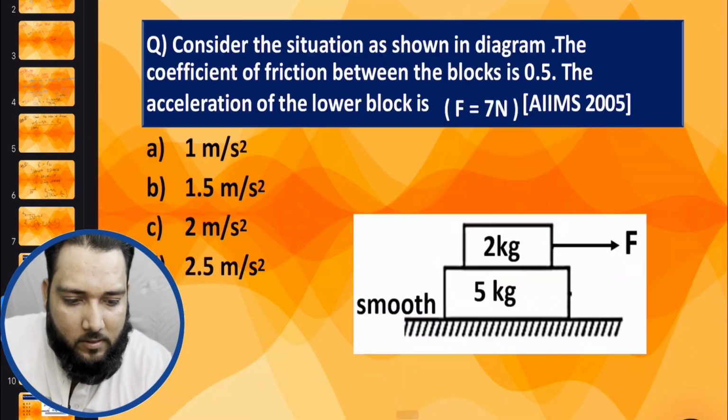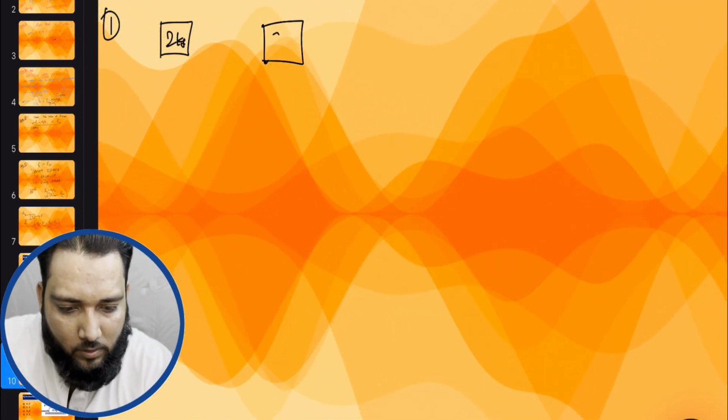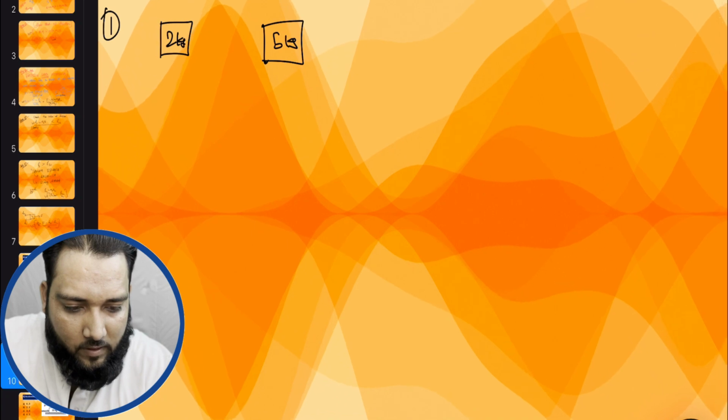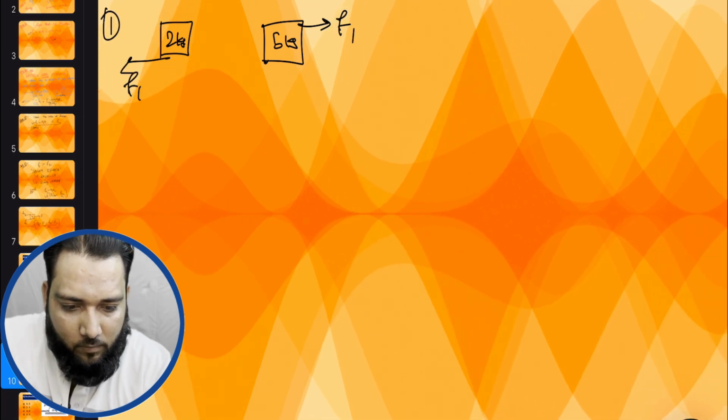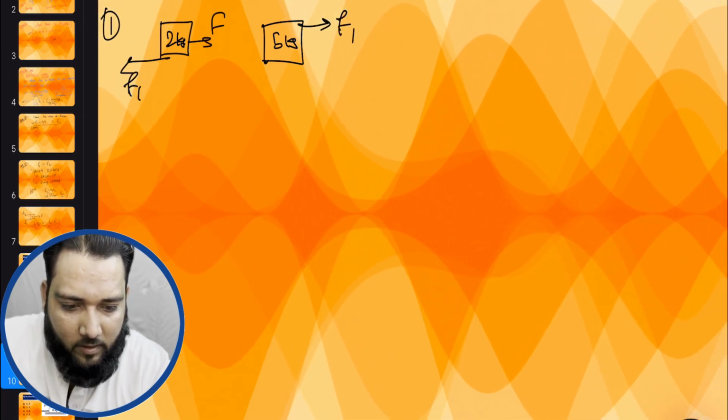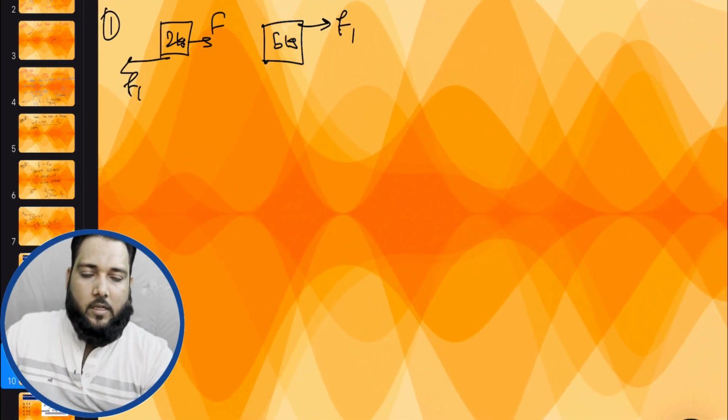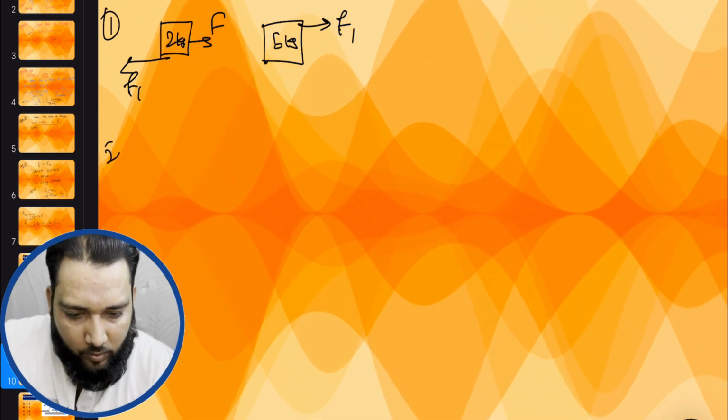There are two masses. We make the free body diagram of the two masses, that is 2 kg and 5 kg. This is 2 kg, this is 5 kg. Here it is smooth, but here there will be friction. Due to this the friction will be F1, and this is capital F, that is given, 7 Newton.